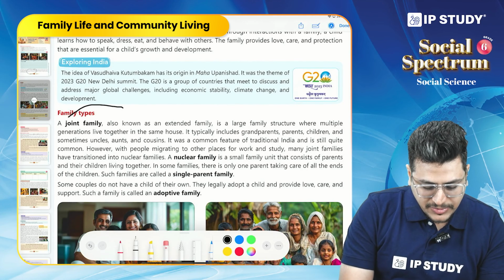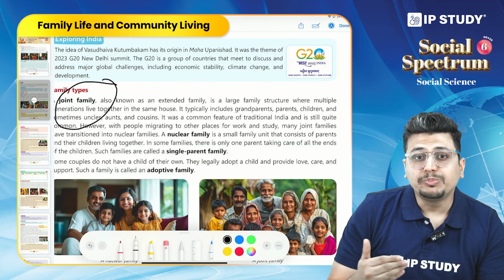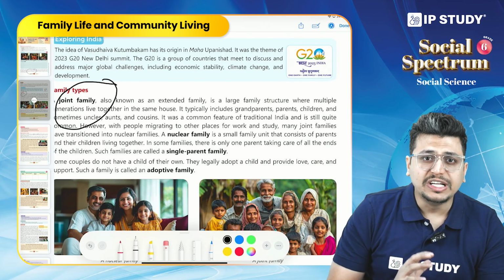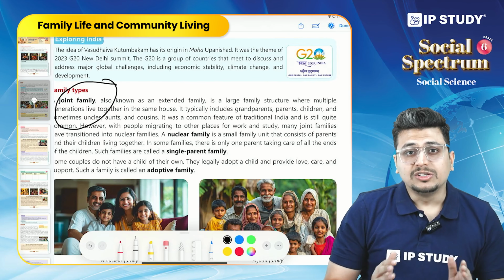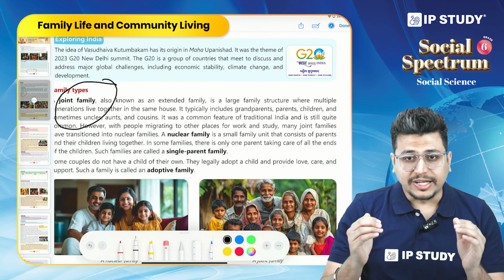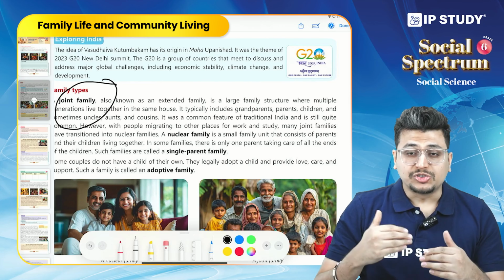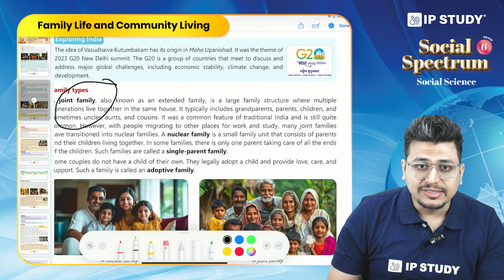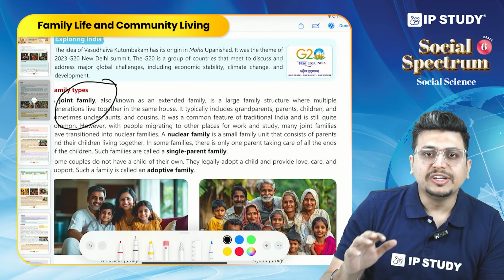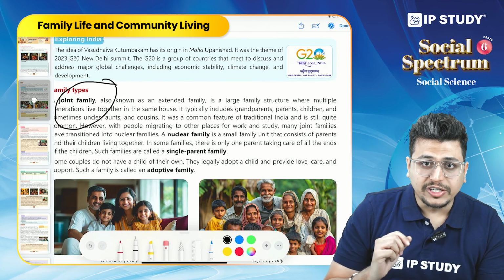In India, you will see that joint family is a very important family structure and a very prevalent one also. In a joint family system, there are different generations. So there are grandparents, their parents, children, and those children will be having uncles and aunts. So different relatives are living together under one roof. Such a family is called a joint family.